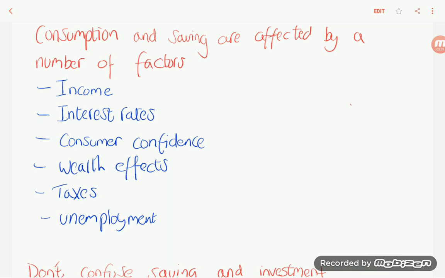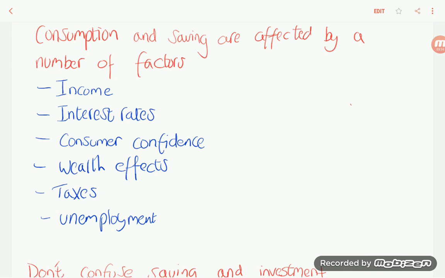Wealth effects. A rise in household wealth, for example, due to a rise in share prices or house prices, will often lead to a rise in consumer spending and a reduction in saving. That is, as the price of the asset goes up, consumers have more confidence, they go out and consume more. This is a positive wealth effect as opposed to a negative wealth effect when assets fall, consumers feel less confident and they consume less.